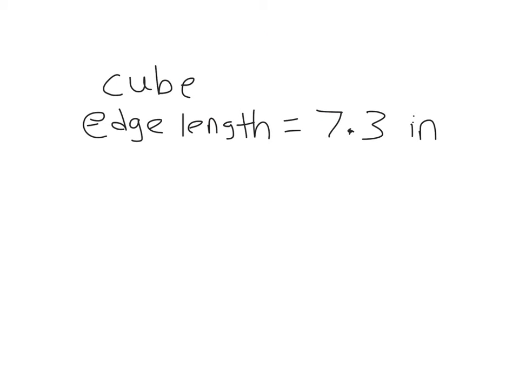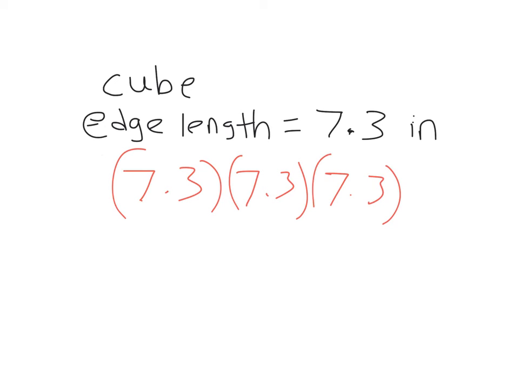Alright, the last one. We're finding the volume of a cube, which is really easy. So it tells you that one edge length is 7.3. Well, we know for volume we need 3 numbers, and they only gave us 1, so what would the other numbers be? Well, think about a cube. What do you know about a cube? That's right, they're all equal. So if one's 7.3, the second one's 7.3, and the third one's 7.3. Good thinking. So we'd multiply 7.3 times 7.3 times 7.3.